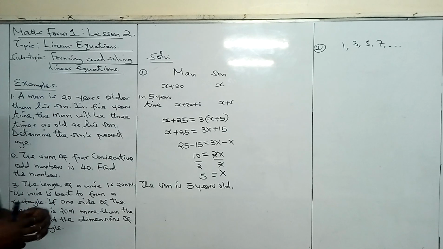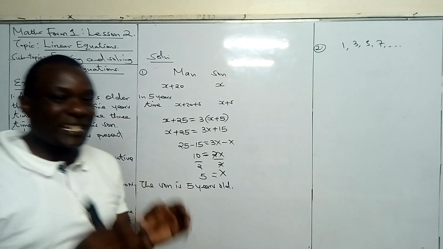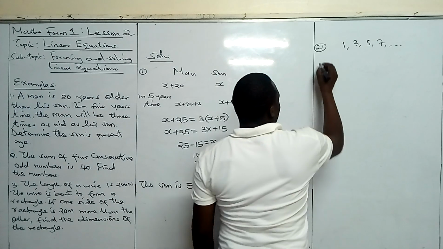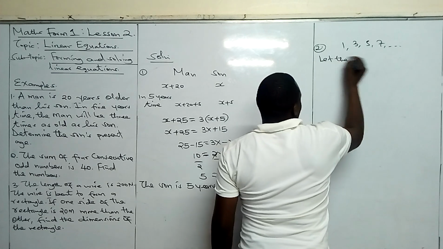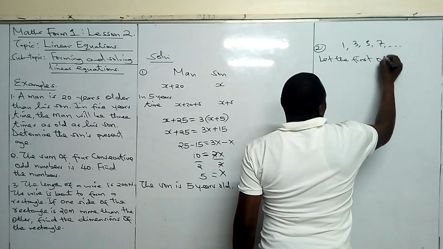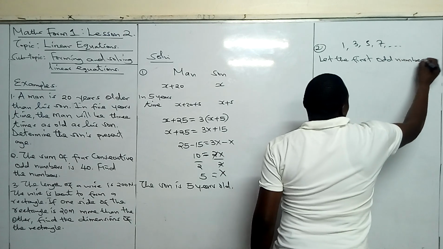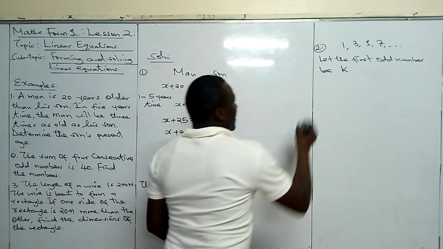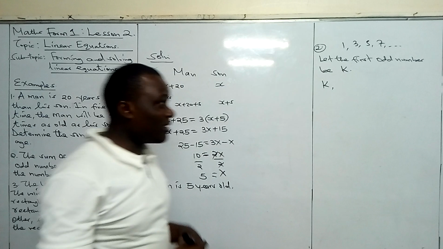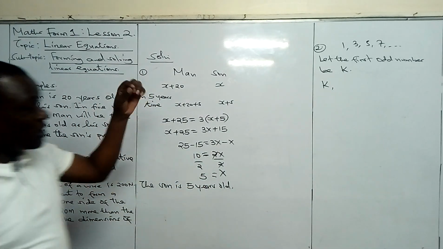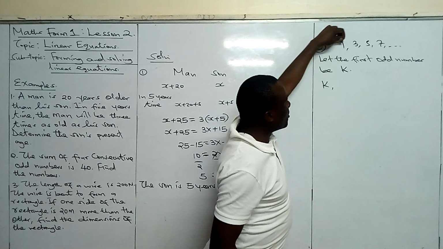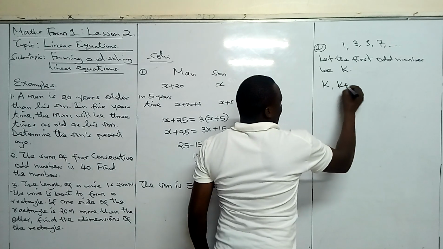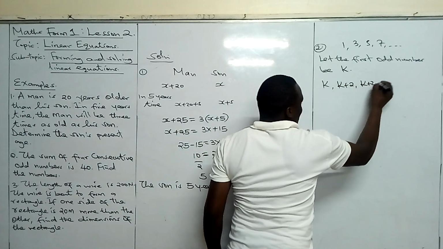So in this case, we don't know the odd numbers. We will just take a letter to represent the first odd number. So in this case, we can say let the first odd number be k. If the first one is k, how do we get the next one? We will add 2, because I've already told you that the difference between any 2 consecutive odd numbers is 2. So the next one will be k plus 2. The other one will be k plus 2 plus 2.